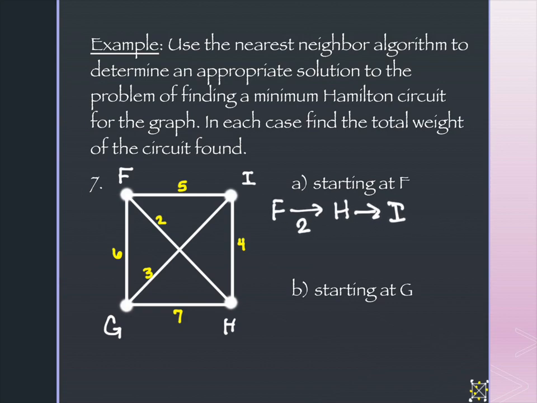And what's the weight of that option? That's 4. Now, I can't go back to F because I haven't visited everywhere yet. So I have to go down to G. At that point, I don't have a choice. And the weight along IG is 3. And then G takes me back to F. And the weight along GF is 6. And we add 2 plus 4 plus 3 plus 6. What do you get? 15. Okay, it may not be the absolute best solution, but it sure was faster than finding all the others, right?